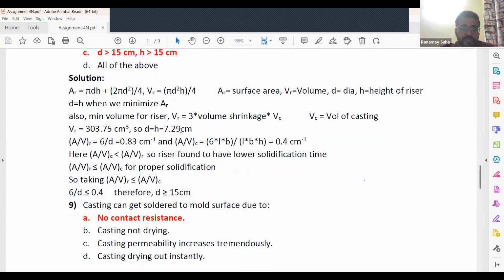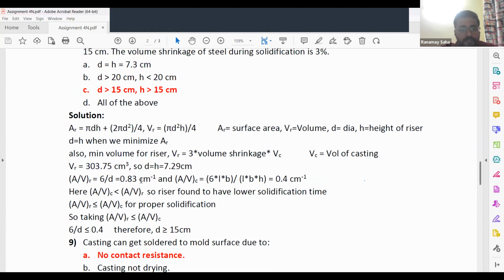So if you had done it this way and didn't check the cooling characteristics of the riser, then you would have got a wrong answer. So if some of you have given option A, then I hope you got the catch now. The correct option should be option C.